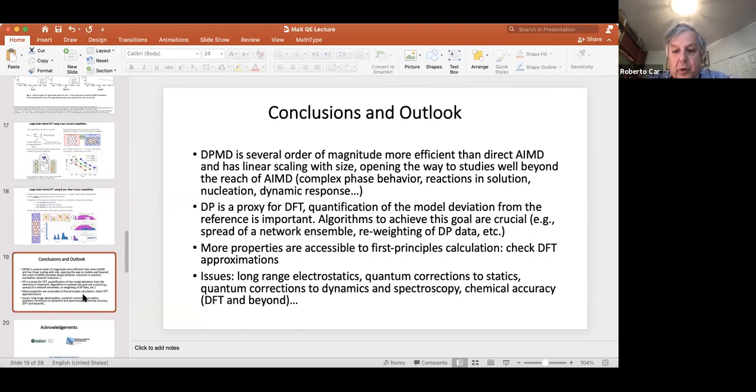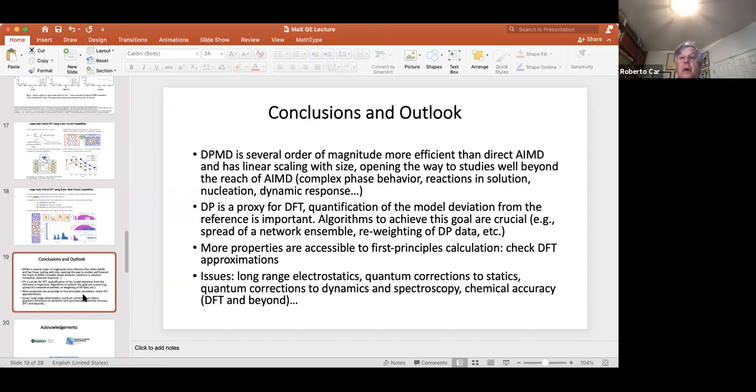Then there is the issue of quantum correction. Quantum correction to dynamics is a tough problem. Quantum correction to statics we can do, and we are studying how they affect properties by doing path integral simulation. And there again, the combination of functional and quantum correction is important to understand this effect.